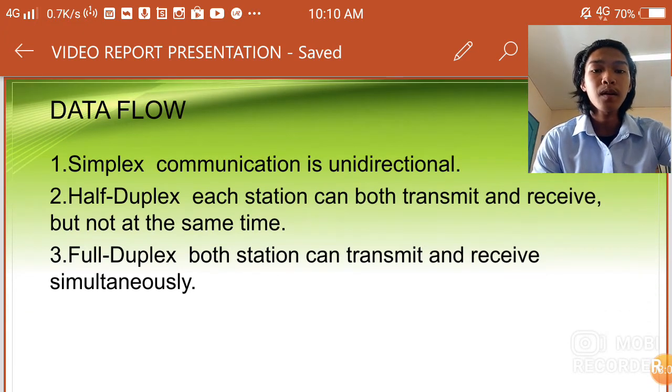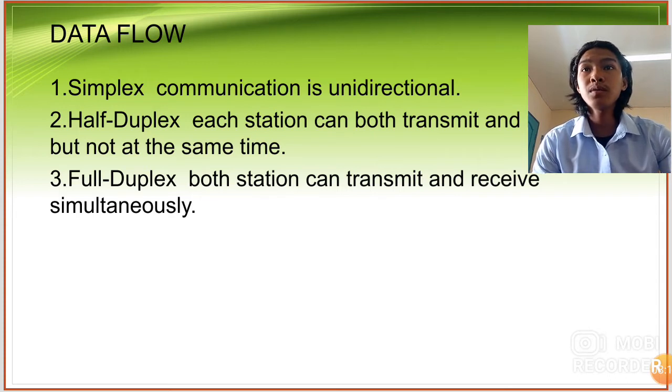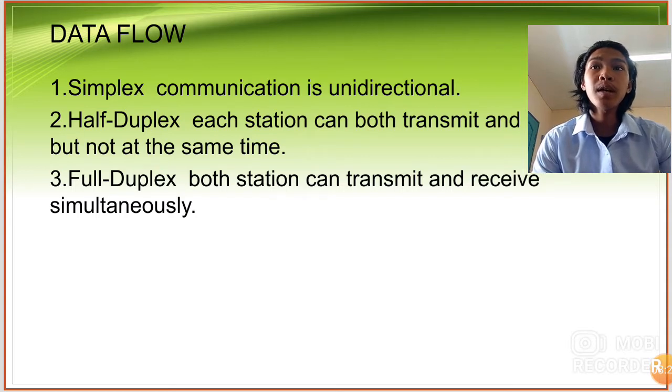Full duplex naman is both stations can transmit and receive simultaneously. Ito naman guys, yung example niya is yung device is plain old telephone service. The parties at both ends of a call can speak and be heard by the other party simultaneously. An example of a half-duplex device is a walkie-talkie, a two-way radio that has a push-to-talk button.